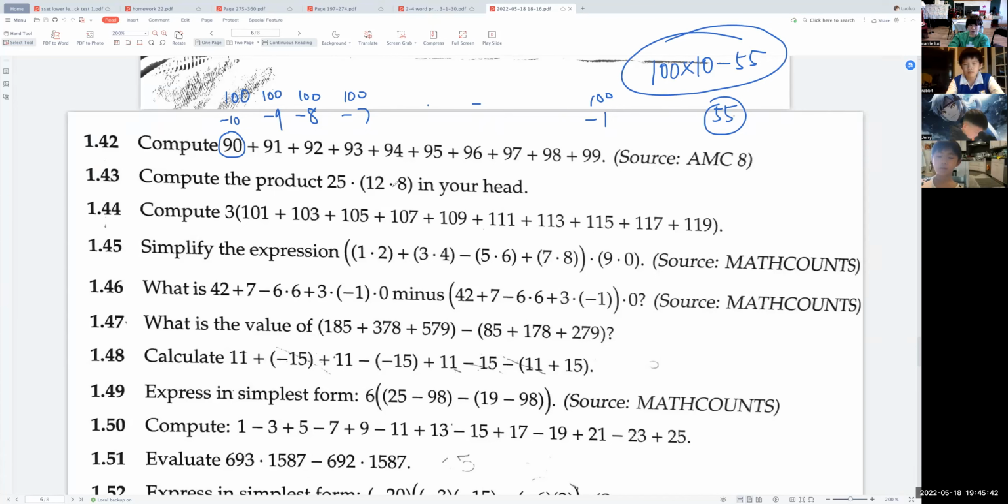Okay, let's take a look at the next one. Compute the product of this one in your head. So I'm going to think about it. If you see 25, immediately you need 4. So we have 3 times 4 equals 12. So 4 times 25 equals 100. And 3 times 8 equals 24. So it's 2400.